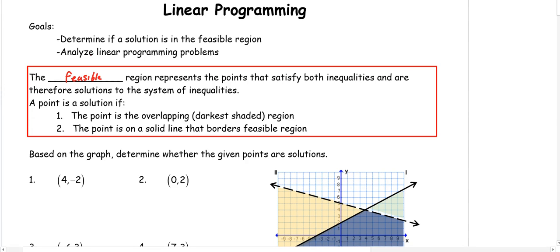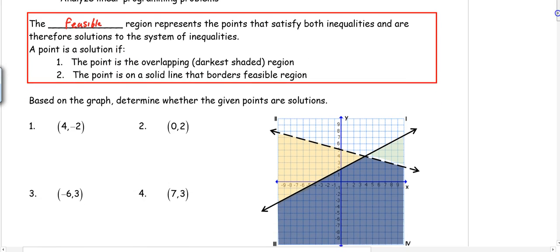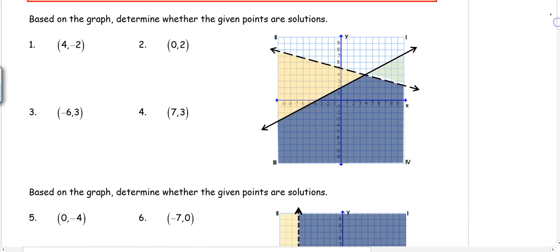So just like when we did a system of equations, there's going to be two graphs on the line, and now they're also going to have shading that overlap. So to know if a point is a solution, it has to be overlapping in the darkest region, or it has to be on a solid line that borders the feasible region. So when I look at this first graph, this navy blue part at the bottom is going to be my feasible region.